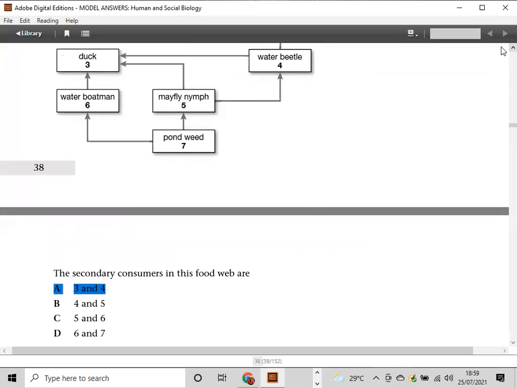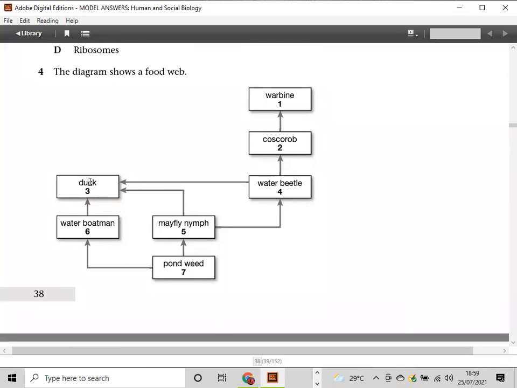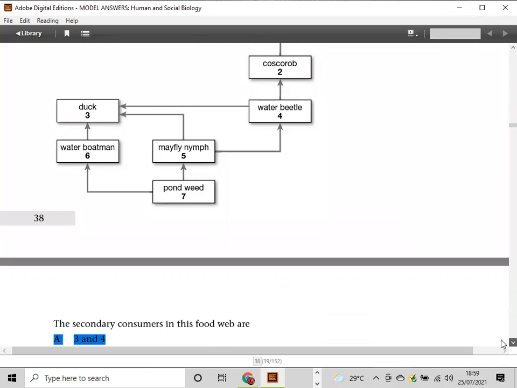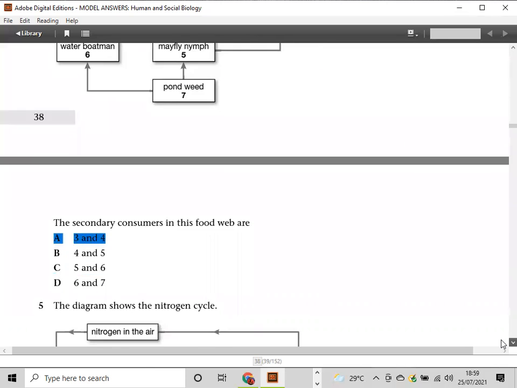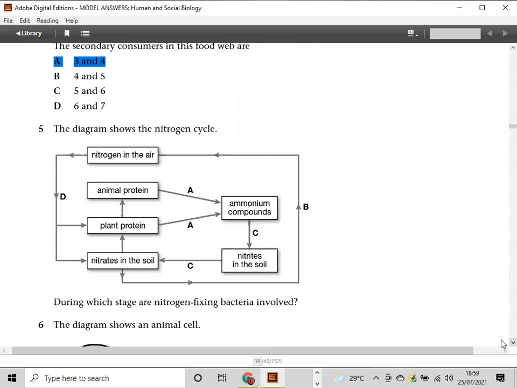Highlight. I'm going to show you guys 3 and 4. So again, water beetle and duck. Alright. So what purpose is for you to see it? So this should be not to go back on it. Alright. I already have the information already. Number 5 is T, and number 6.